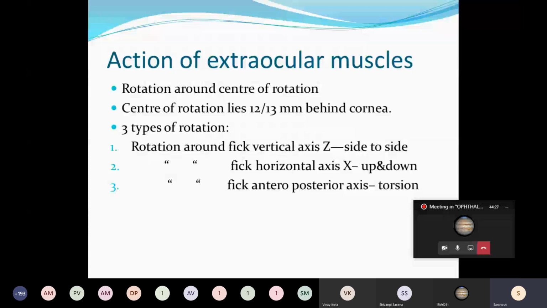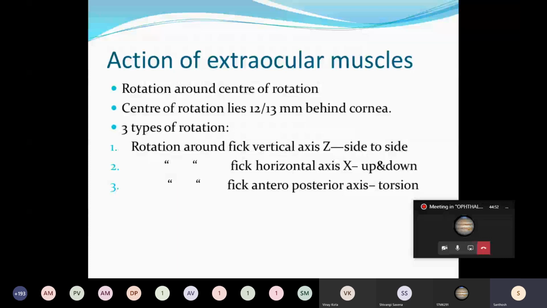Basically, you have three axes of rotation. One is an anteroposterior axis of rotation, another one is the horizontal axis of rotation, and the third one is the vertical axis of rotation. The center of rotation lies around 12 to 13 millimeters behind the cornea.